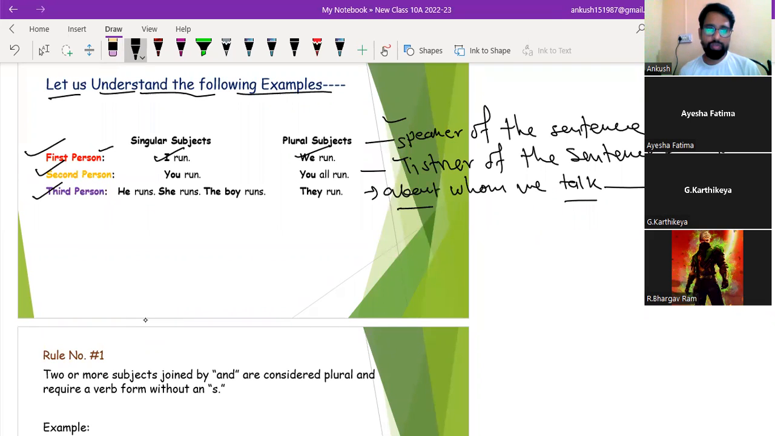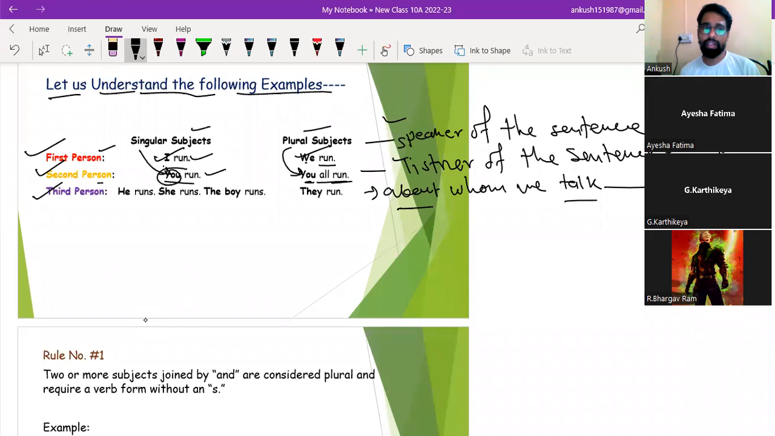Whenever we use first person, singular or plural subjects, like I is singular, we use a plural verb. We is a plural subject, we use a plural verb. Second person, you is a singular subject, here it is used as singular, still we have used the plural form of the verb. You here is used as a plural subject, and we also use the plural verb. See, you all run, and here it is written only you run.